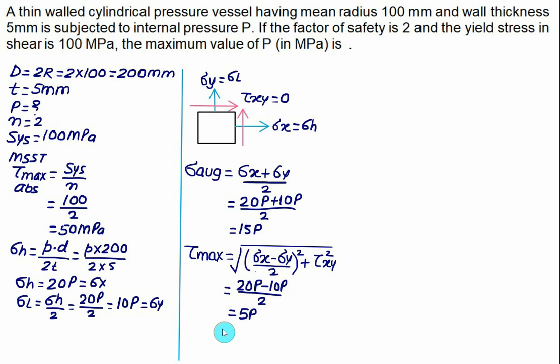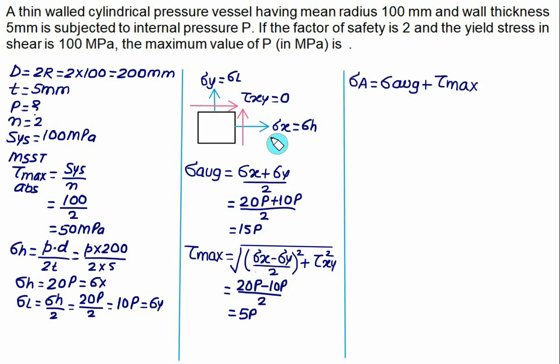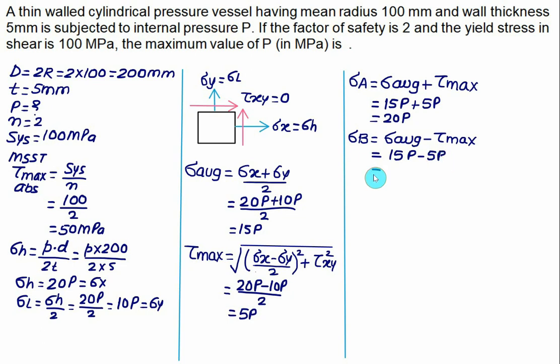The principal stresses for a two-dimensional state of stress: one is sigma average plus tau max, and the second value will be sigma average minus tau max. So let's calculate sigma A. We have sigma average equal to 15 times P, and tau max equal to 5 times P, so that is 20 times P. And sigma B is sigma average minus tau max. Sigma average is 15 times P, and tau max is 5P. So sigma B will be equal to 10 times P.